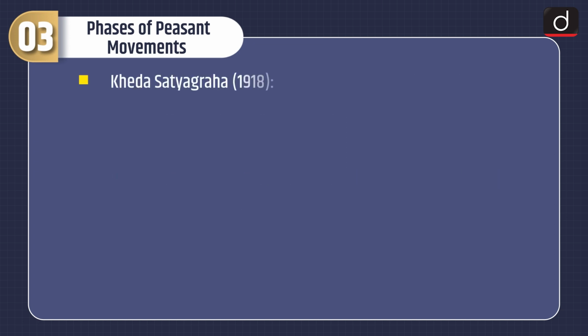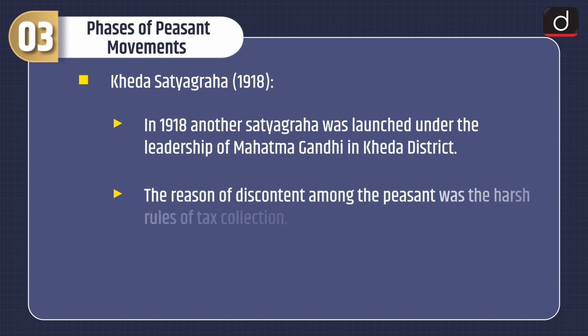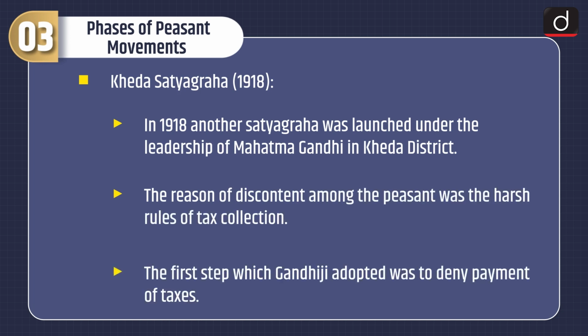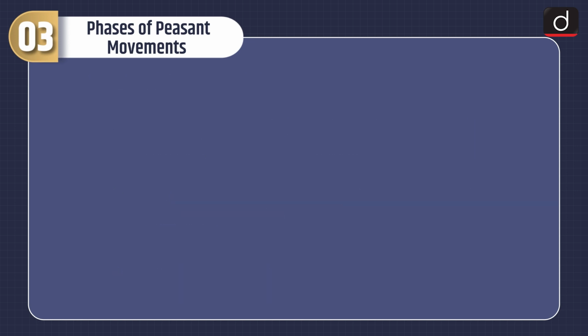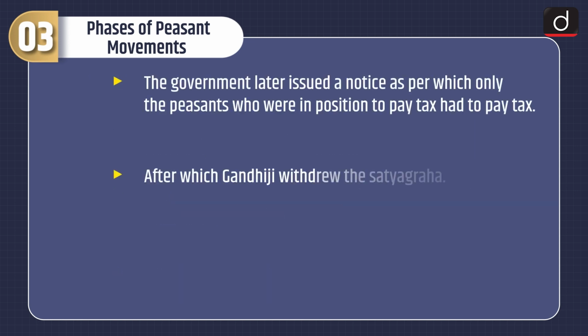Next is Kheda Satyagraha of 1918. In 1918, another satyagraha was launched under the leadership of Mahatma Gandhi in the Kheda district. The reason for discontent among the peasants was the harsh rules of tax collection. The first step which Gandhiji adopted was to deny payment of taxes. The government later issued a notice as per which only the peasants who were in a position to pay tax had to pay tax, after which Gandhiji withdrew the satyagraha.